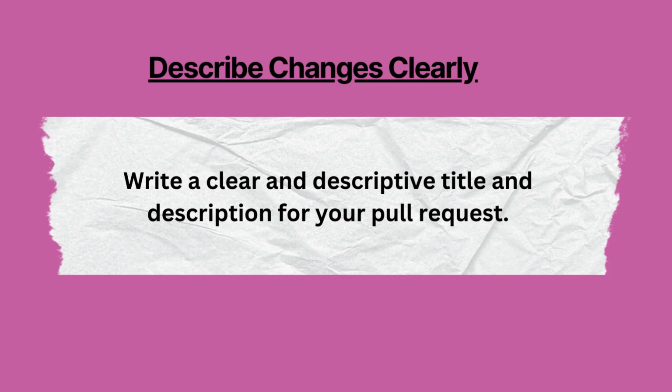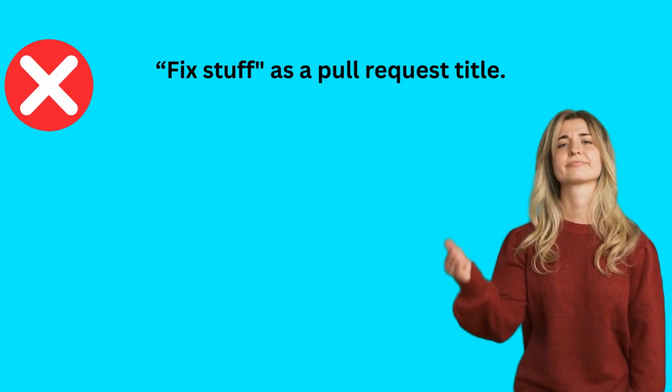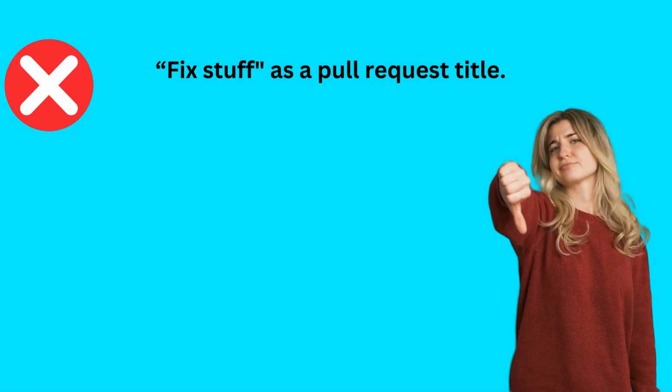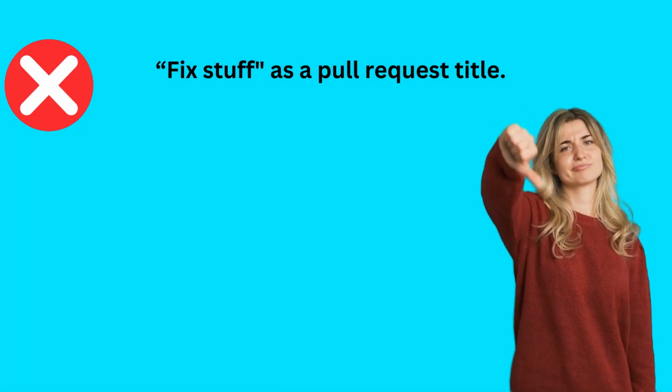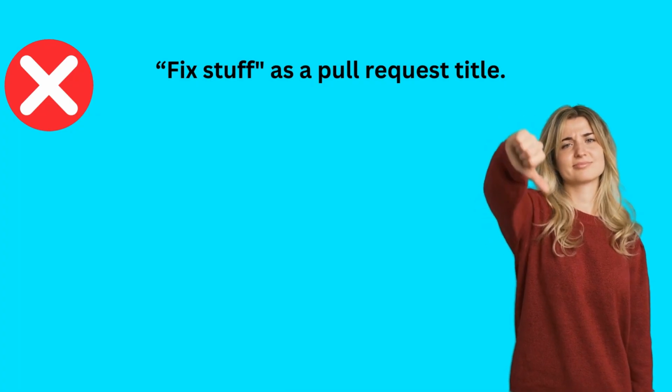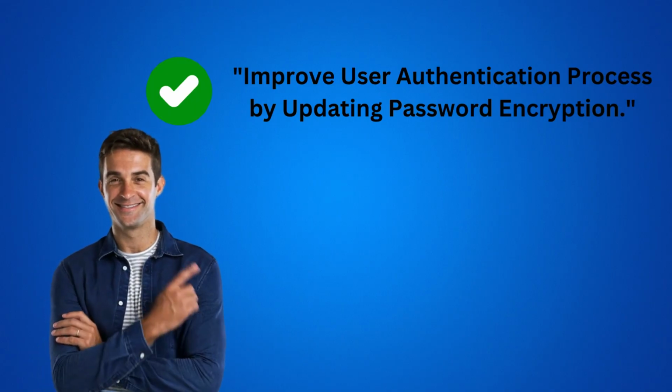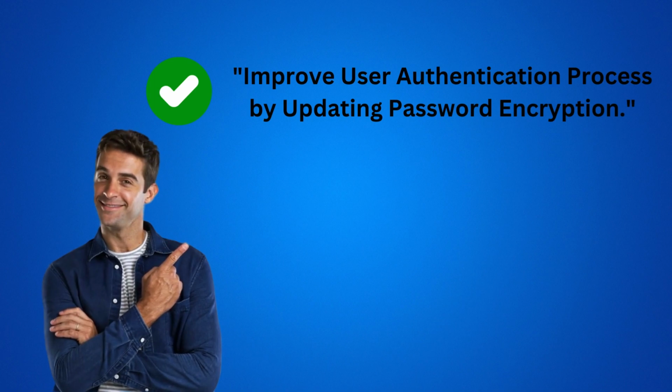Describe the changes clearly in the pull request. When you create a pull request, give a clear and descriptive title. Further, include a brief description of what changes you have made, why you have made that change, and any potential impacts. This helps your team to understand your work quickly and makes the review process much smoother and more efficient.